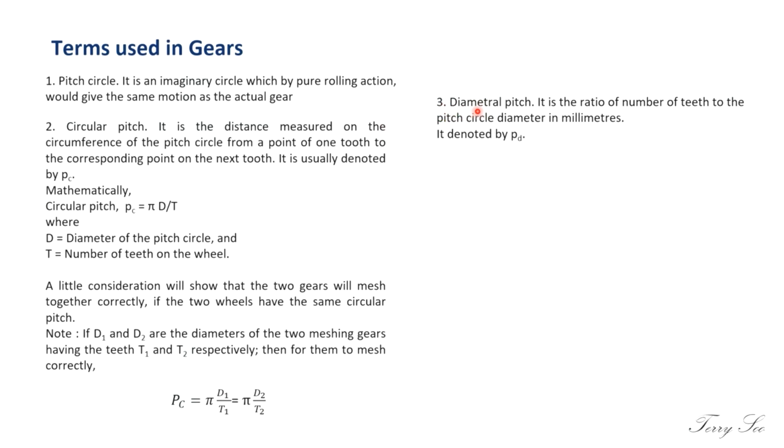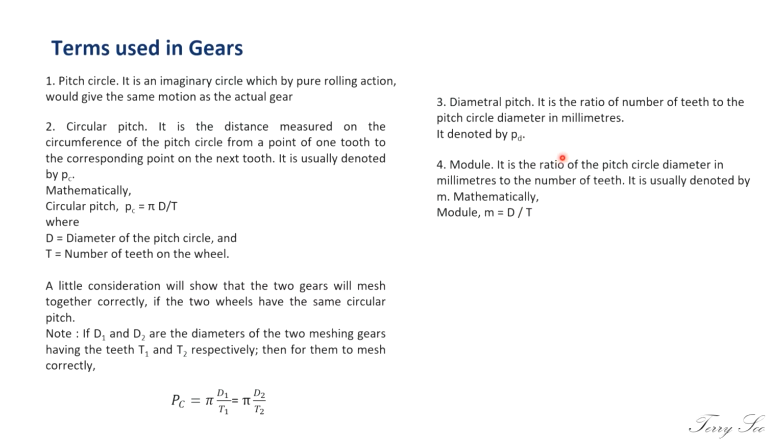Then the third term is the diametral pitch. It is the ratio of number of teeth to the pitch circle diameter in millimeters, and usually is denoted as P sub D, P stands for the pitch and D is diametral. So we call it the diametral pitch, and it is written as T over D.